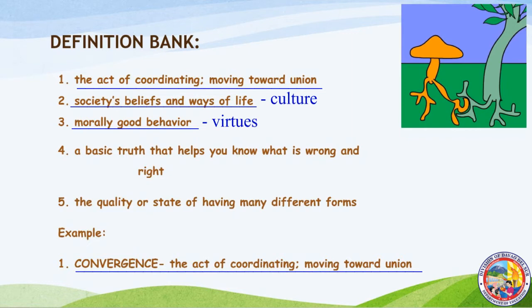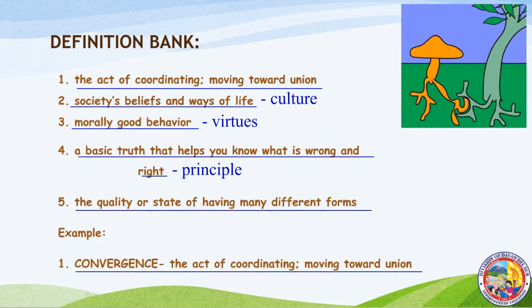Number 4, a basic truth that helps you know what is wrong and right. Okay, you're right. The word is principle. And number 5, the quality or state of having many different forms. The answer? Diversity. Excellent! You got it all.